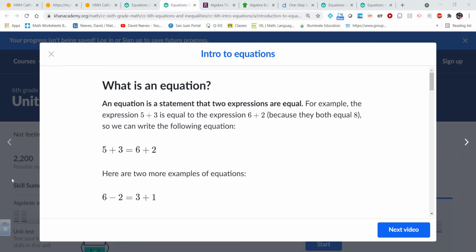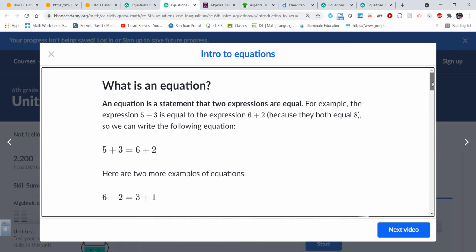So here we go. What is an equation? Well, I'm so glad you asked. An equation is a statement where two expressions are equal. Right here we have a couple numerical equations. 5 plus 3 equals 6 plus 2. 5 plus 3 is an expression. 6 plus 2 is an expression. And they both equal 8.